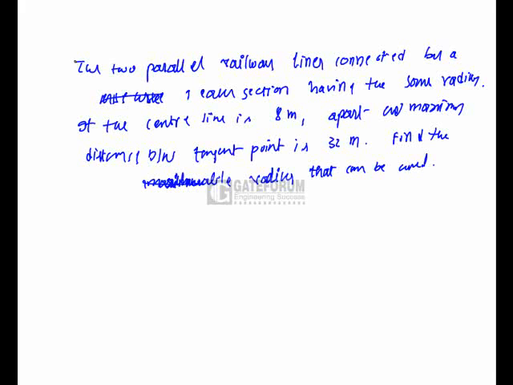We know that two parallel railway lines are connected by a reverse curve, each section having the same radius. If the center lines are 8 meters apart and the maximum distance between the tangent points is 32 meters, find out the maximum allowable radius that can be used. The options were given as A 45 meters, B 60 meters, C 9 meters and D 32 meters.